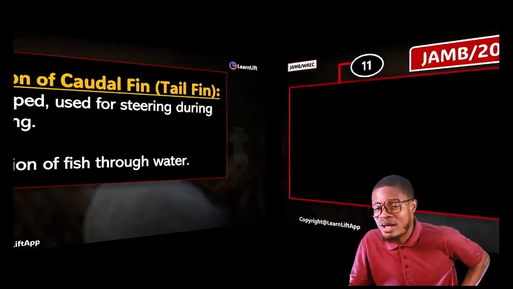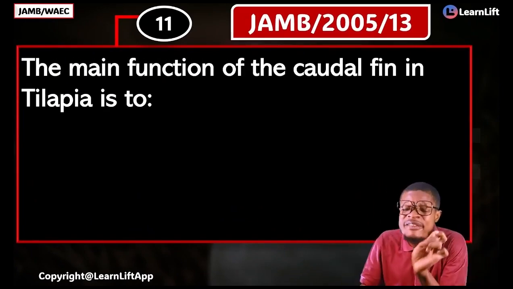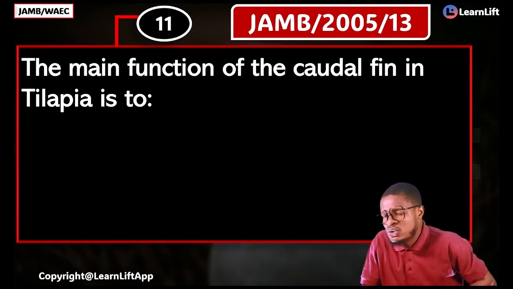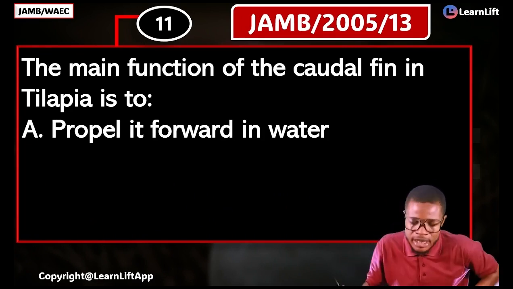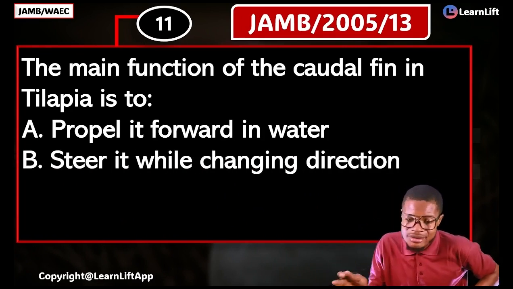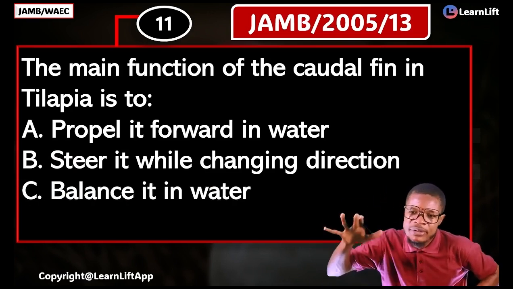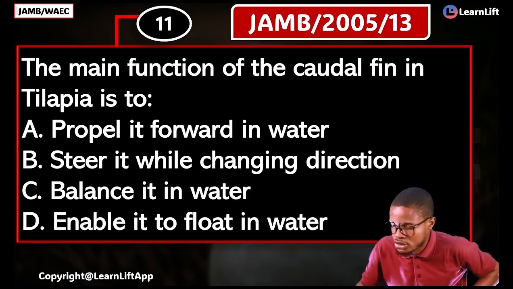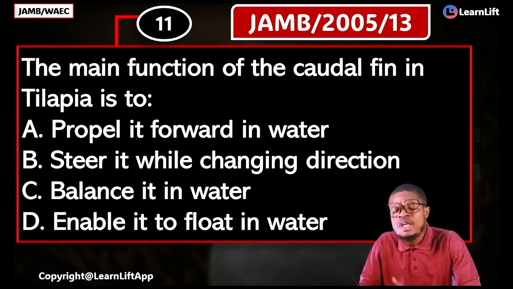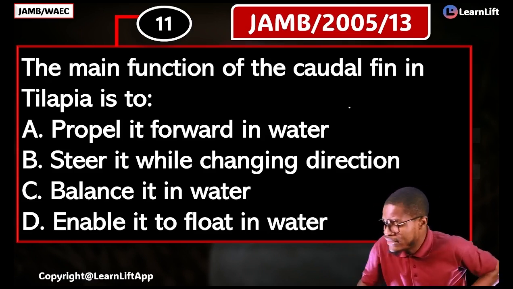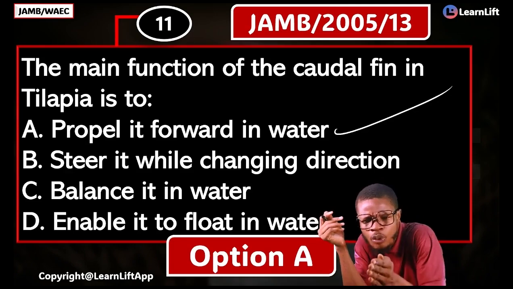If you get this very quickly, we are very sure to answer this question. JAMB 2005 question 13. The question says the main function of caudal fin in tilapia is towards the main function. Is it to propel it forward in water, or to steer while changing direction? Option C is to balance in water. What do we have for balancing? Of course, it is the pectoral and pelvic. Option D is to enable it to float in water, still pectoral and pelvic. What allows it to propel forward in water is the caudal fin. That makes option A the correct answer. Caudal fin is to propel fish forward inside your water.